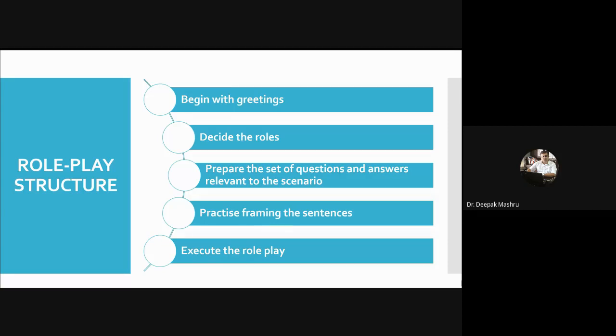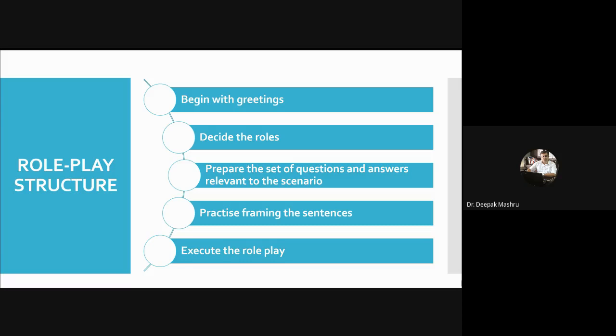Begin with the greetings, that is, good morning or good afternoon, whatever you wish to share in terms of greeting. You can decide the roles and introduce your roles. That we are four members, I am playing this role, this is my friend who will be playing this role. So you introduce yourself as well as your teammates, right?